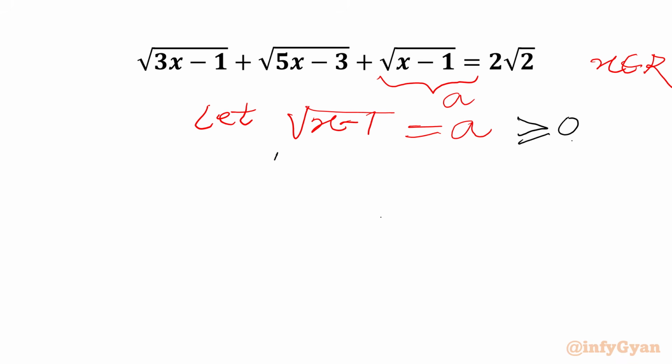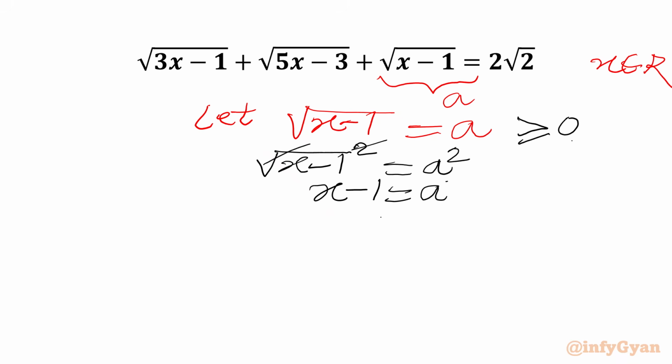Now we will be squaring both sides. So (square root x minus 1) whole square equal to a square. Square root and square will get over. So x minus 1 will become a square. Now we will add 1 to both sides. Plus 1 minus 1 will be over. We will get x in terms of a. It is a square plus 1.